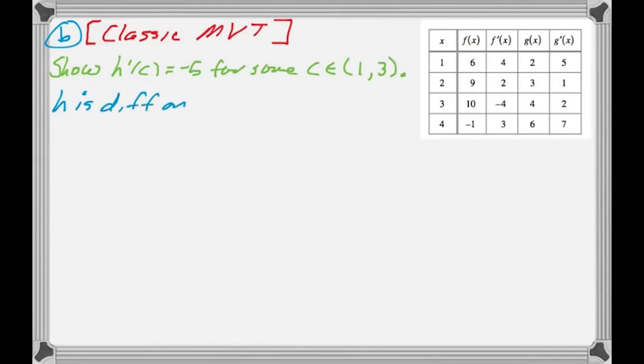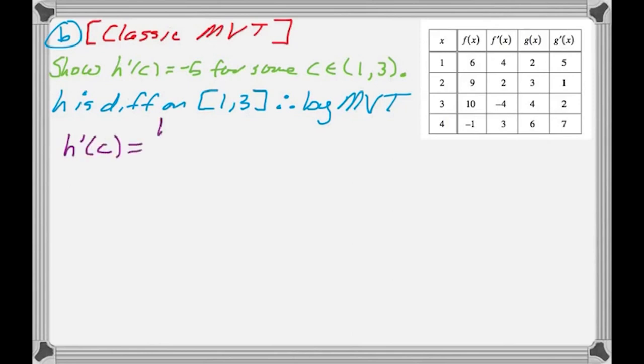So it's differentiable on the closed interval, and therefore continuous on the open interval, and so the mean value theorem applies. So by the mean value theorem, h prime of c equals h of 3 minus h of 1 over 3 minus 1. I already calculated h of 3 and h of 1 in part A, so I'm just going to copy those values. So h of 3 was negative 7, and h of 1 was 3, and then this works out to negative 5, as you would kind of expect based on the question.